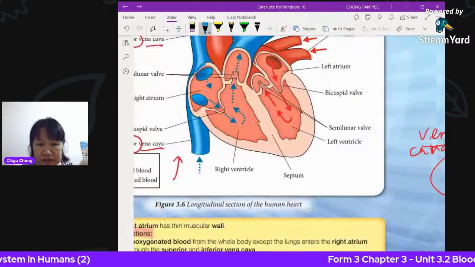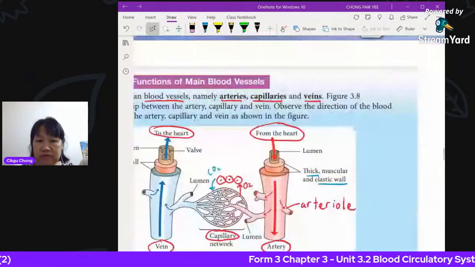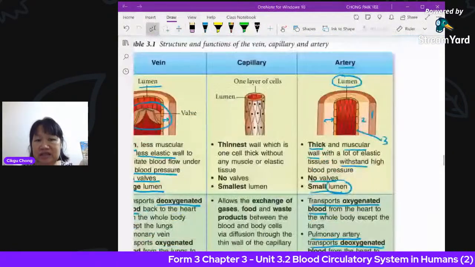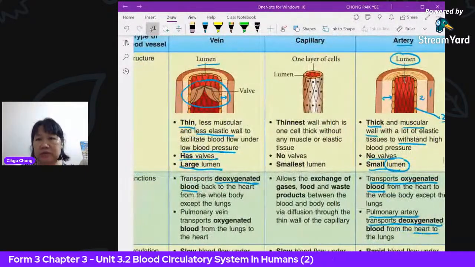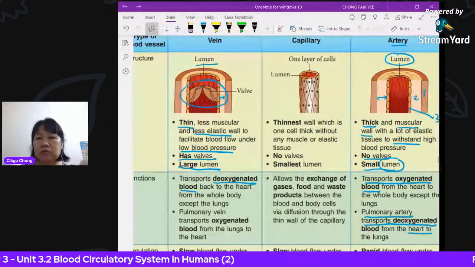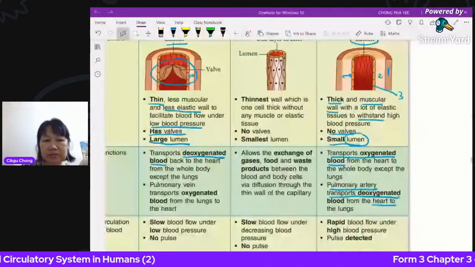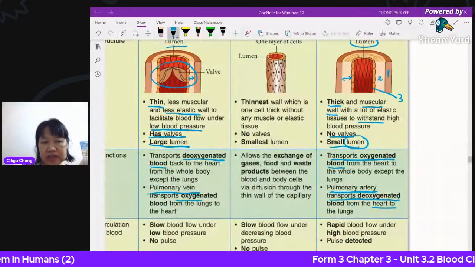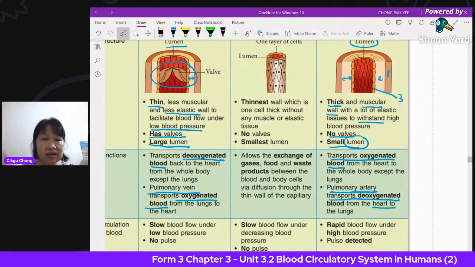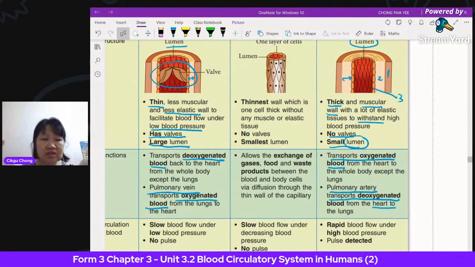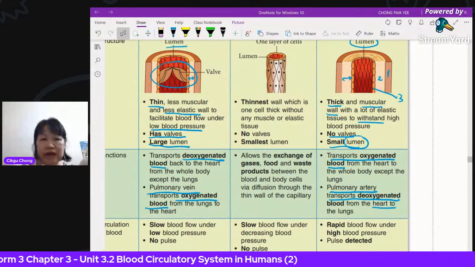So the difference here is all the veins should carry deoxygenated blood, except the one called the pulmonary vein. The pulmonary vein actually carries oxygenated blood because it comes from the lungs. Coming from the lungs means it has fresh oxygen, and it comes back to the heart. So that's the function. Let's compare it.